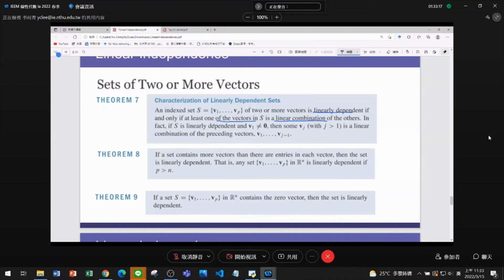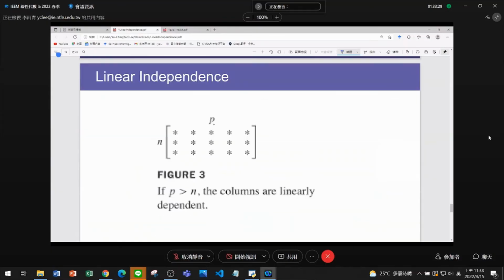That is, any set V1 to Vp in Rn space is linearly dependent if p is greater than n. So we have a graph like this. I have 1, 2, 3, 4. n is 3. But p is 1, 2, 3, 4, 5. In this case, the columns are linearly dependent. If p is greater than n, then the columns are linearly dependent.